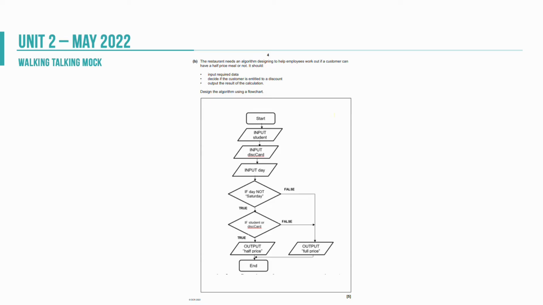We've got our 3 inputs. We've got whether they're a student, whether they've got the discount card, and what day they've come in on. In this example, we've said if the day is not Saturday, head down a false route. If it is, are they a student or have they got a discount card? If no to any of those things, it's output full price. If yes, we want to output half price. Again, you only get the marks for each key section if you have got the correct shape. You've got 5 marks available, so you want your start and end, your inputs, your couple of decisions, and then the outputs, and each of those things will get you a set of marks.